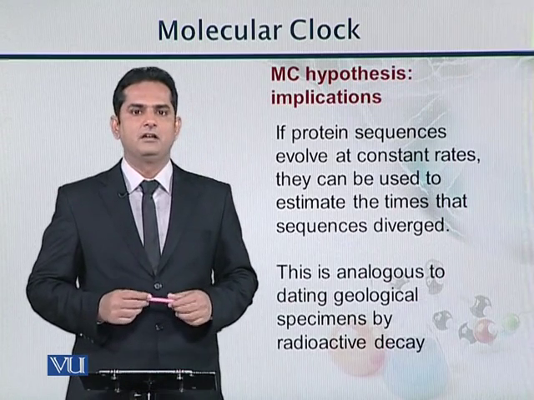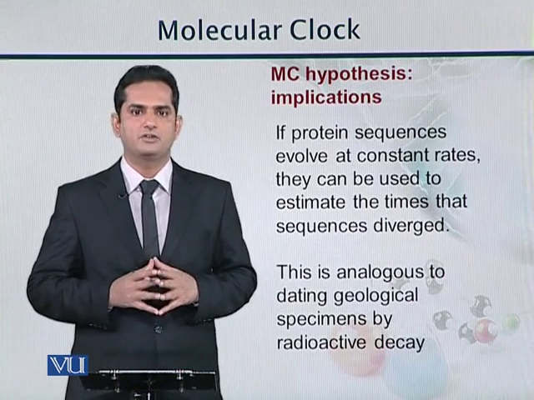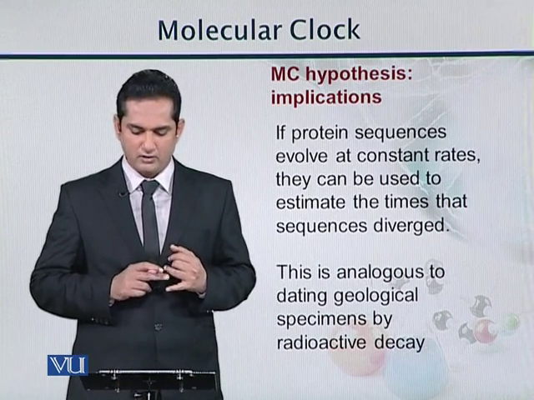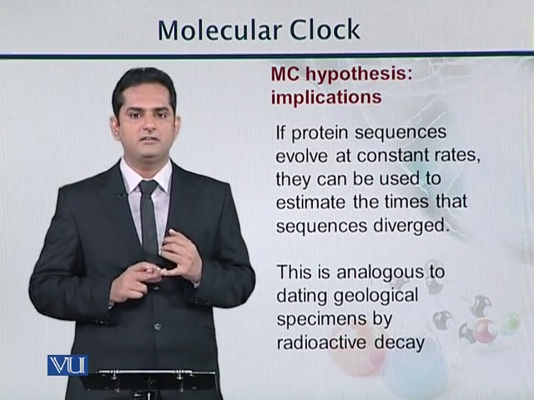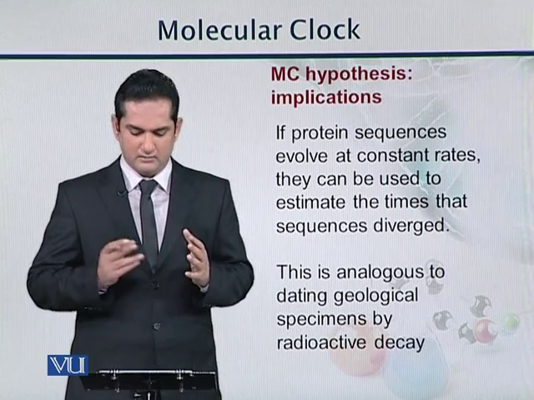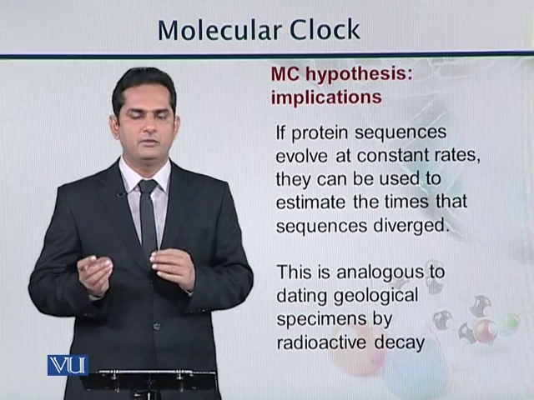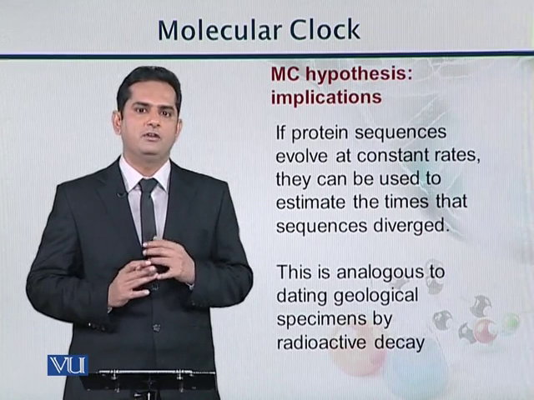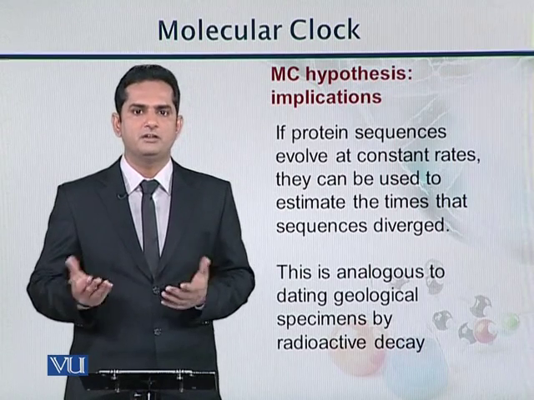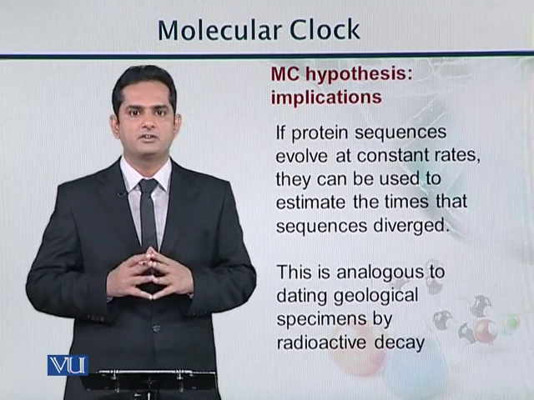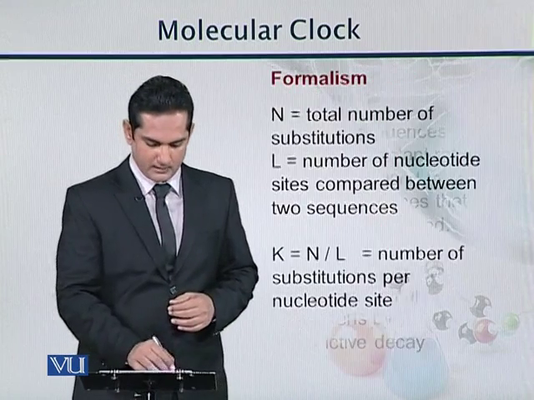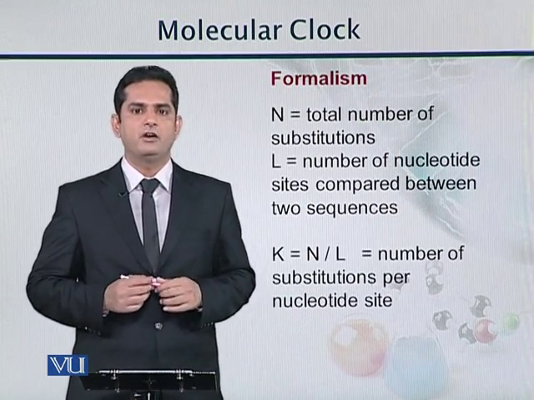There are certain hypotheses which are necessary for molecular clock information. So what are those hypotheses? For example, if protein sequences evolve at constant rates, then they can be used to estimate the time that caused those sequences to diverge. This is similar to information change in geological time. If we know that among two or more species there is a constant change in their protein structure, then we can find out the time of that change. There is some mathematical formalism involved in this.